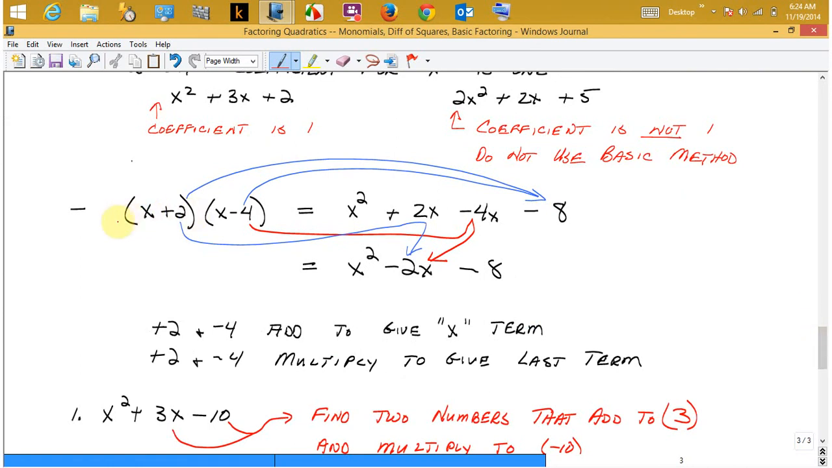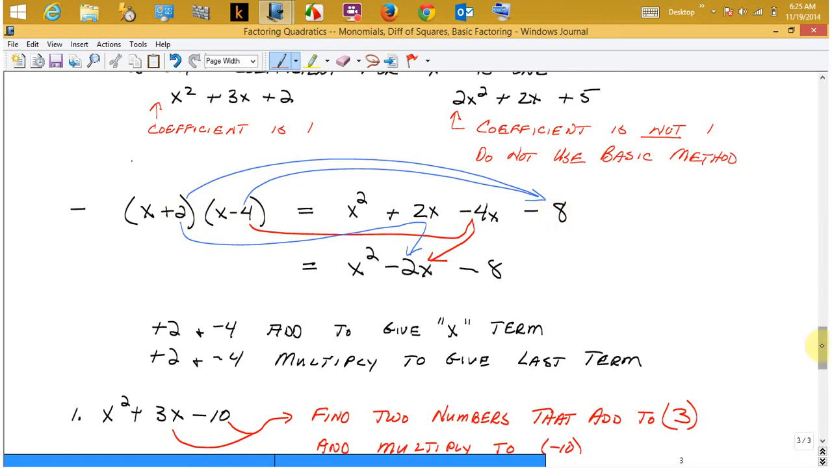So here I have a basic set of factors, and I'm going to FOIL them, or use the distributive property. If I do that, I get x squared plus 2x minus 4x minus 8. And then, of course, the 2x and the negative 4x combine, and I get x squared minus 2x minus 8. When we look at this, you can see that these numbers, 2 and a negative 4, add together to give me the middle term. They multiply together to give me the last number term, this minus 8.